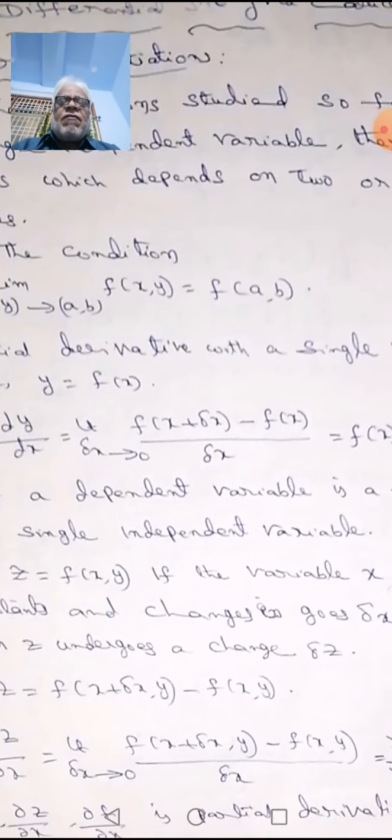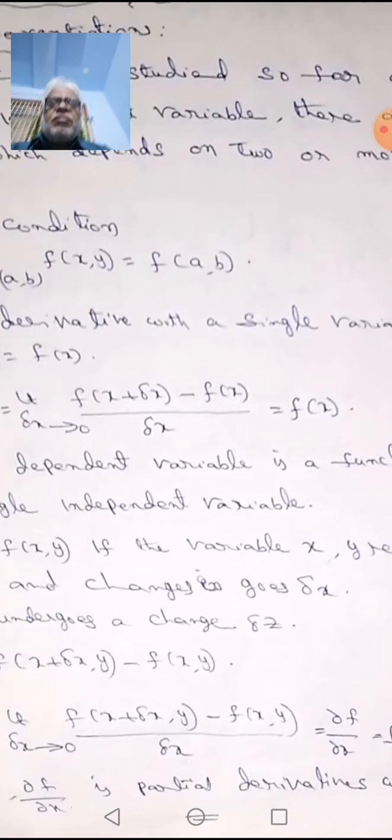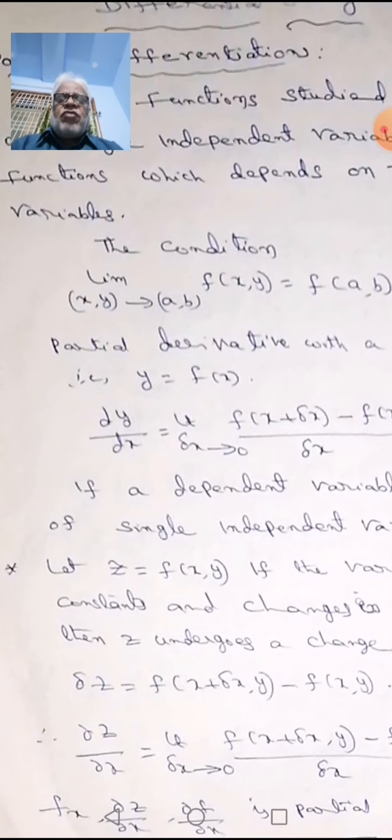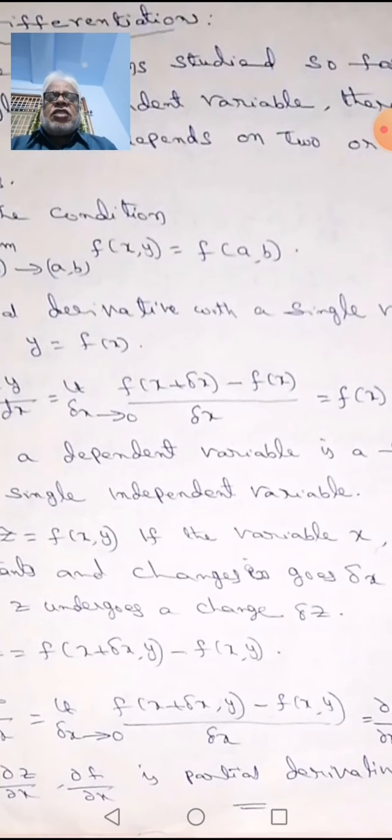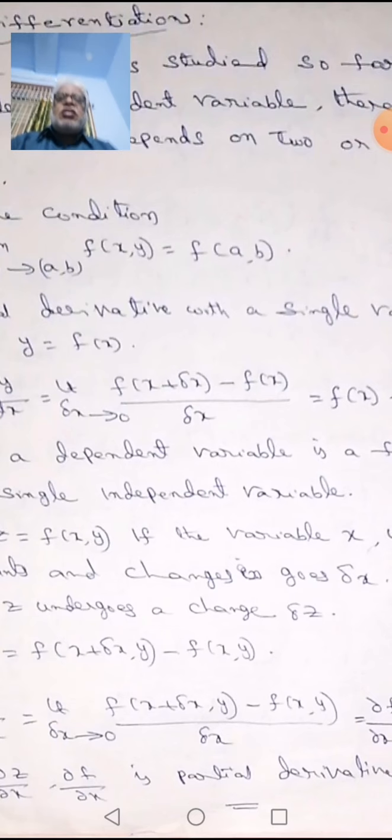Derivative with a single variable: y is equal to f(x), dy by dx is equal to the limit as delta x tends to 0 of [f(x plus delta x) minus f(x)] by delta x. This is the general derivative function. Just before, I told that [f(x plus h) minus f(x)] by h, with limit h tends to 0, like this only, this is dy by dx.